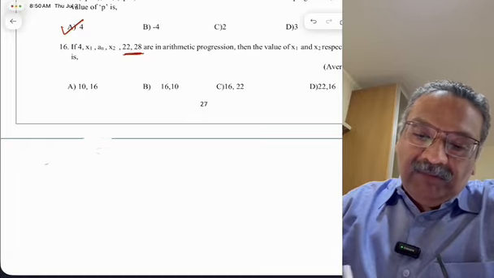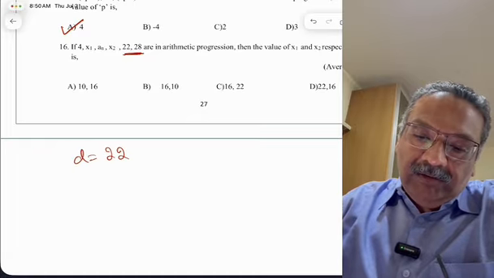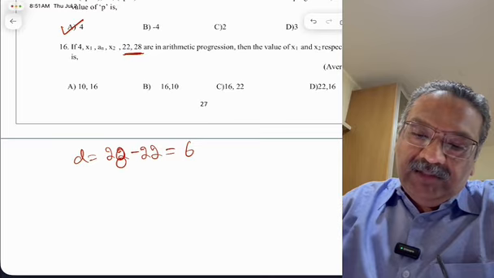So here the common difference d is equal to 28 minus 22, which is equal to 6.